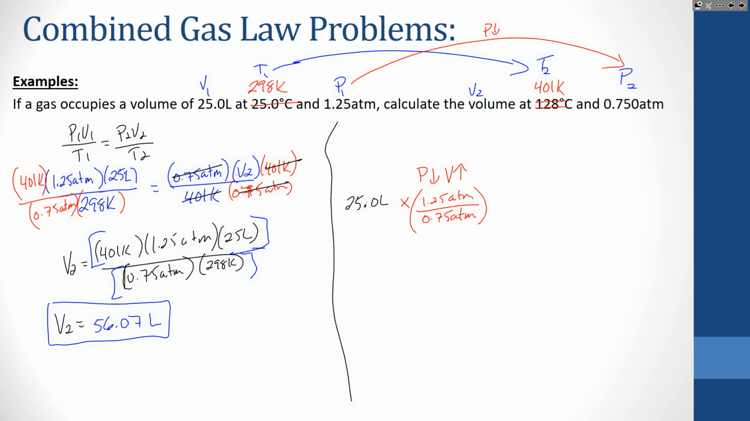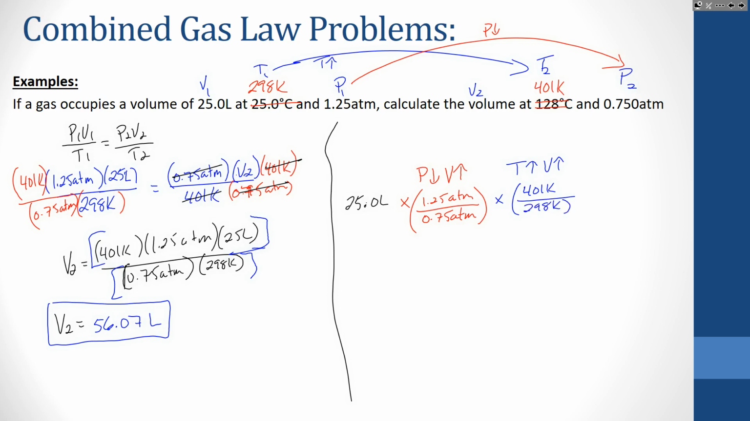Now, using blue, I'm going to do the temperature change. So the temperature went up. So I'm going to write that down. Temperature went up. So to change the volume, if temperature goes up, the volume should also go up because it's a direct relationship. So now I'm going to set up my two temperatures to make the volume get bigger as well. So 401 Kelvin is on top and 298 Kelvin is on the bottom.